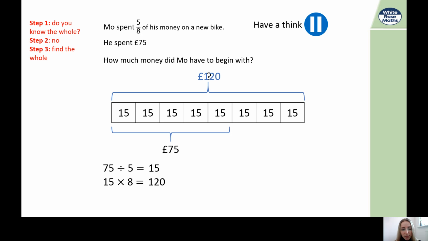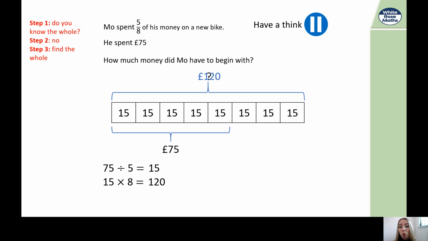Step 1, it says, do you know your whole? So do you know your whole amount? So it says Mo spent 5/8 of his money on a new bike. Okay, so he spent 5/8 of his money on a new bike. He spent £75. How much money did Mo have to begin with? So do we know the whole amount? Do we know how much he started off with at the beginning? No.